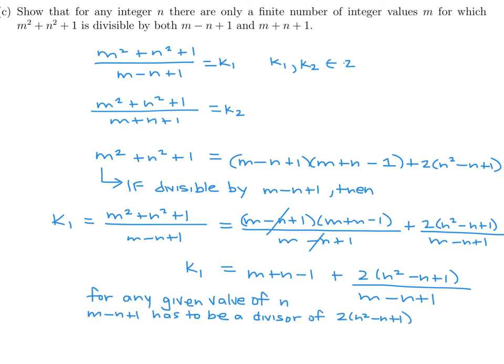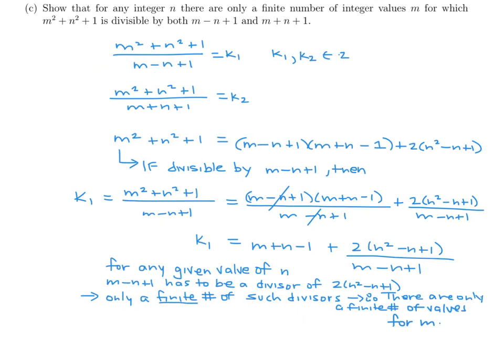And as we showed before, there's only going to be a finite number of such divisors. It doesn't go on forever. Like previously we showed there was, I think, 8 divisors or something like that. So the key word there is finite. And therefore, we can conclude that there are only a finite number of values for m. And that should be sufficient for this part of the question.